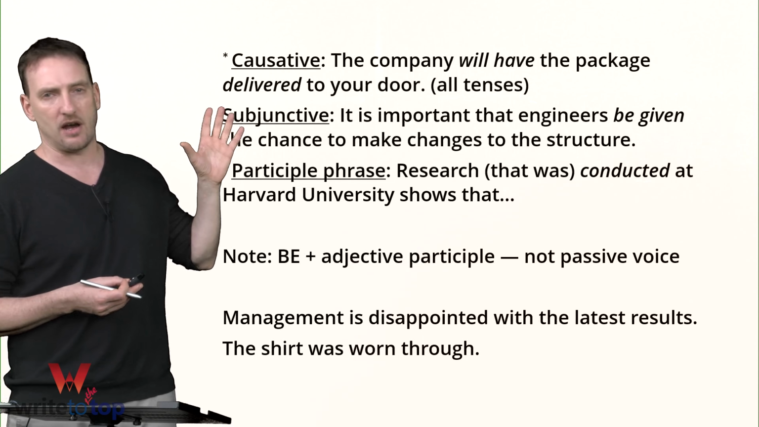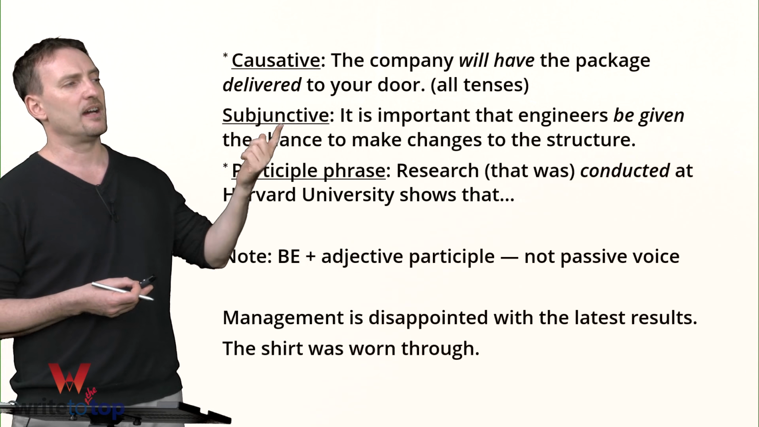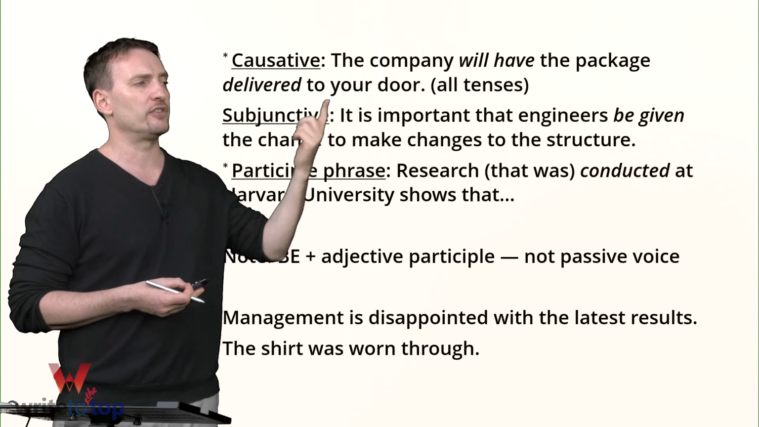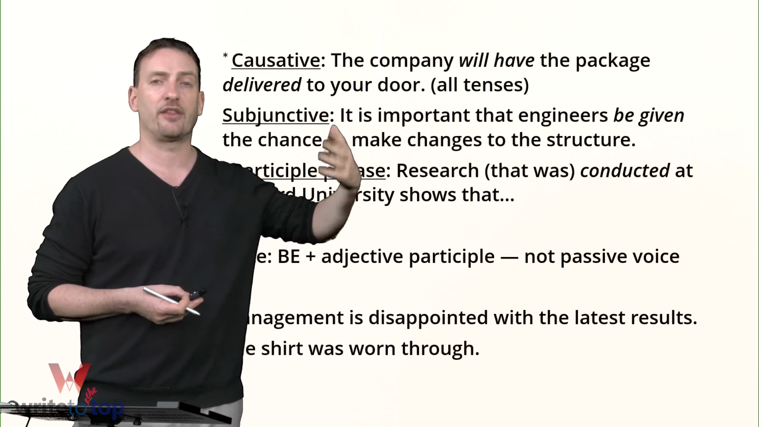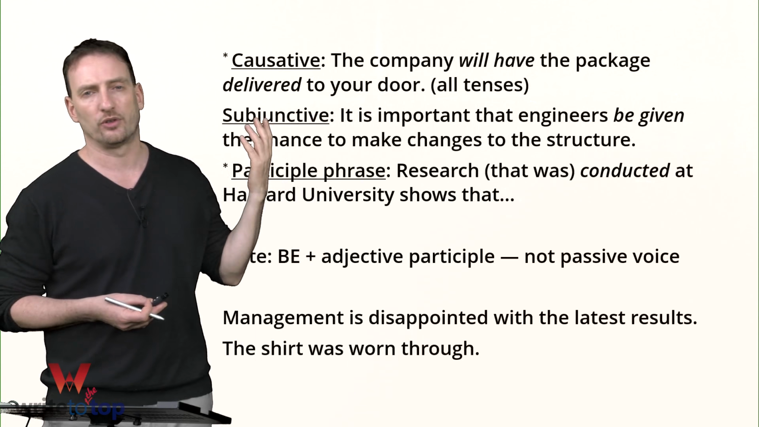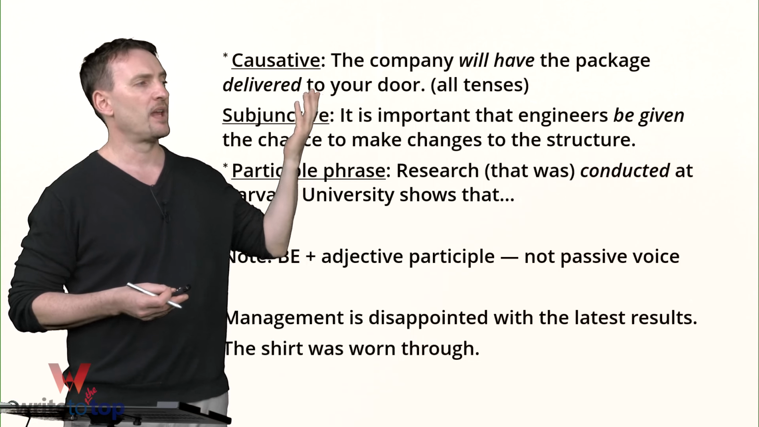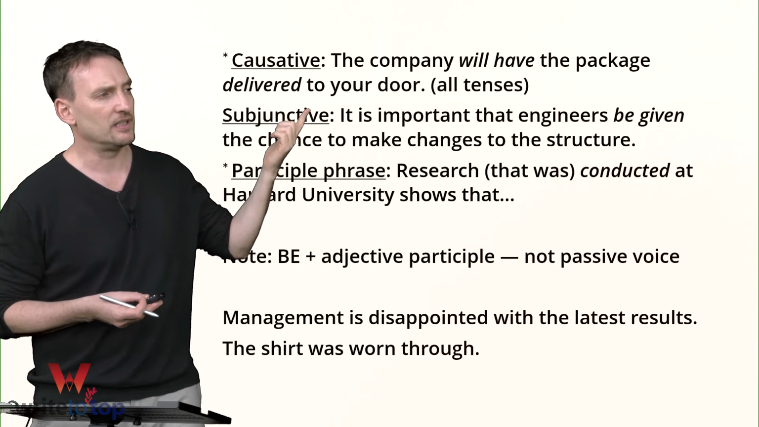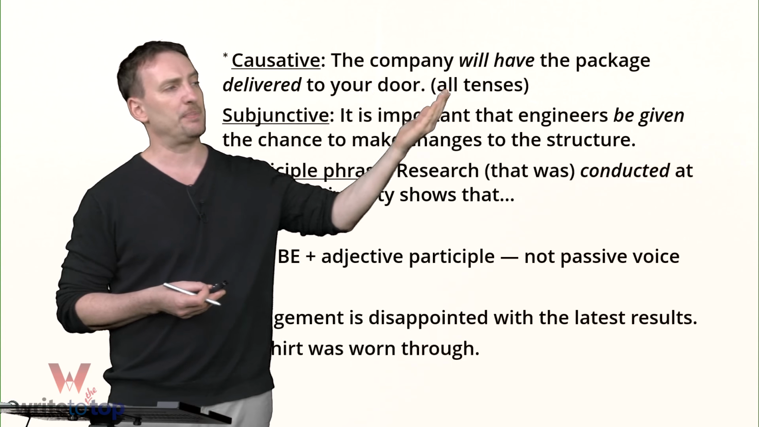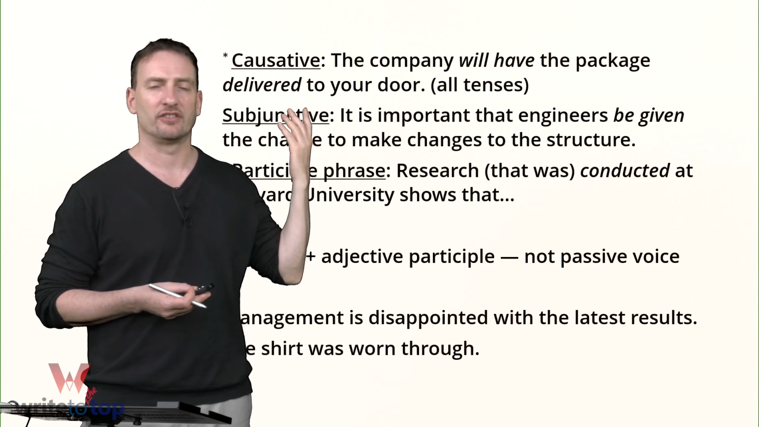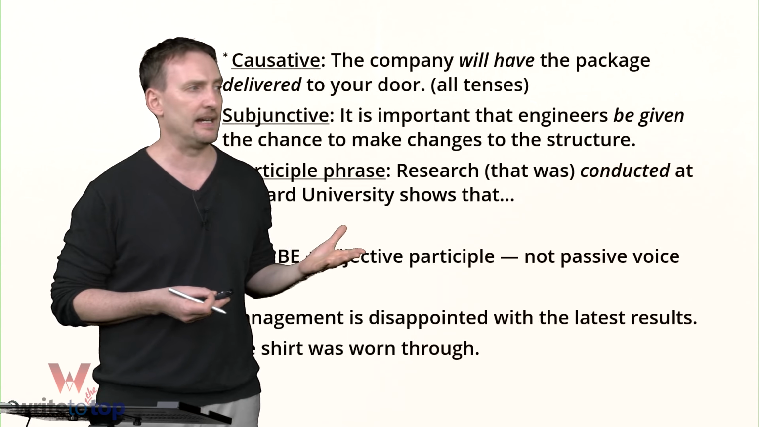Now, let's look at the causative. So again, remember the asterisk from a couple of pages ago? The company will have the package delivered to your door. The company will have the package delivered by the courier to your door. Again, I don't need to mention the agent unless it's important, but I'm using a passive here, so will have, just for future, the company had the package delivered. Notice that I don't have a be verb. In the causative, it's just unnecessary.